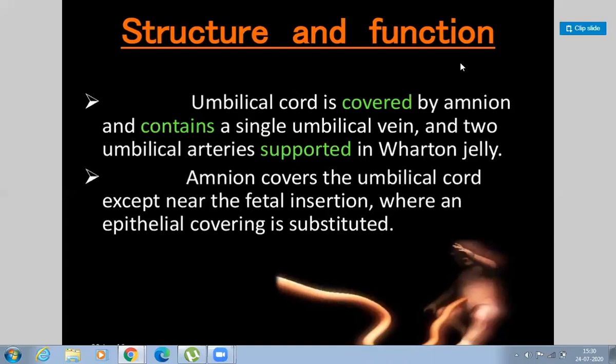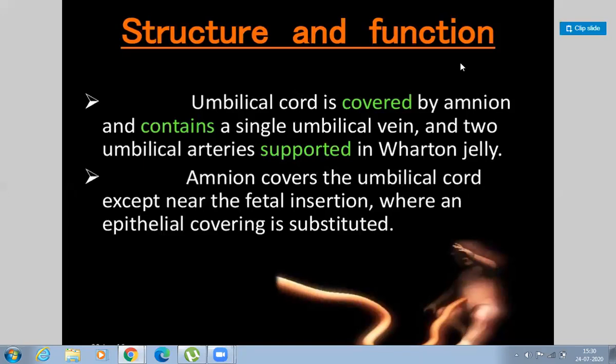So first, what we are going to see is how the umbilical cord is. The umbilical cord is covered by amnion, and what does it contain? Content-wise, initially it contains two arteries and two veins, and afterwards it contains a single umbilical vein and two umbilical arteries, which are supported in water jelly.